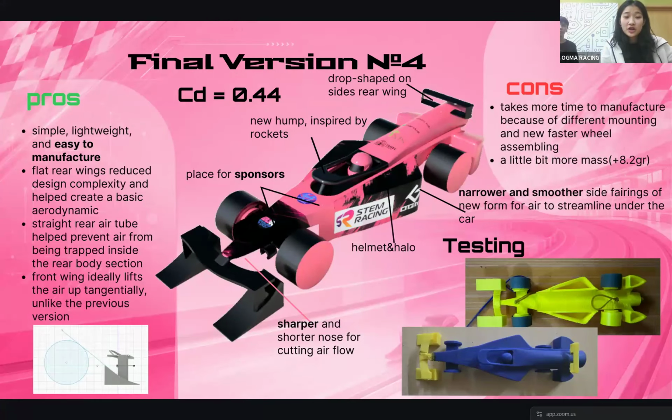So our final version coefficient of drag was 0.44. It fell drastically by 44%. And as you can see here, we made a totally new hump. It was shorter, inspired by rockets. Also, we made a drop-shaped side, a rear wing, and a new, sharper, shorter nose. And also, it was easier to manufacture.